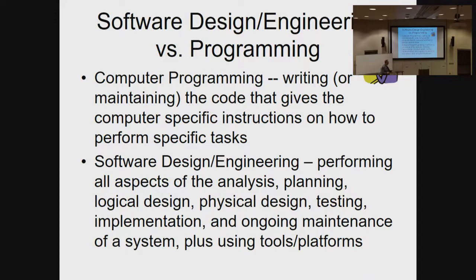And usually this involves using tools and platforms. The key thing about software engineering is we're actually applying engineering principles to the development process. So software engineers do more than just programming.